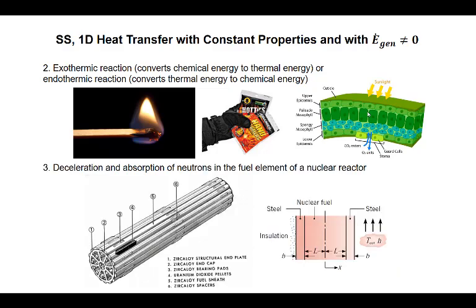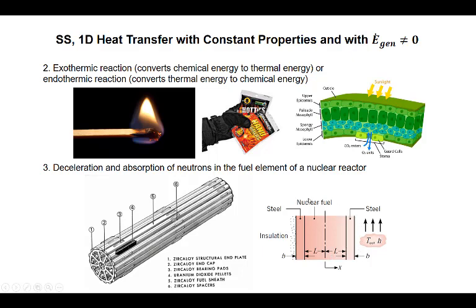A third example is the deceleration and absorption of neutrons in the fuel element of a nuclear reactor. Here we have a conversion of nuclear energy into thermal energy. The picture on the left is that of a fuel rod unit. Nuclear fuel is contained in the cylindrical elements in the fuel unit.